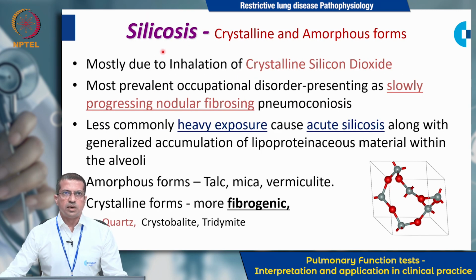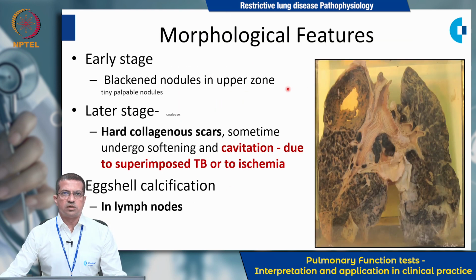Coming to silicosis, a person can inhale silica particles. It is of two types: it can be either crystalline or amorphous. The crystalline forms are more fibrogenic, and examples are quartz, cristobalite and tridymite. It forms a fibrosing lung disease, initially with small nodules or papules. Later it becomes hard collagenous scars, and it can be superimposed with TB infection and become a cavitary lesion like this. This is a gross picture of a person suffering from silicosis.